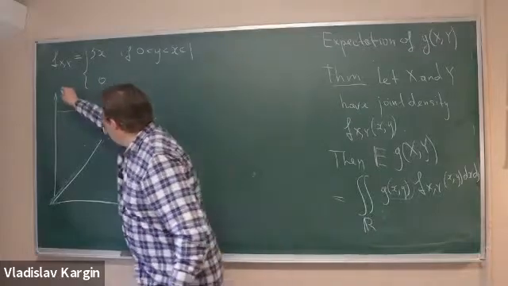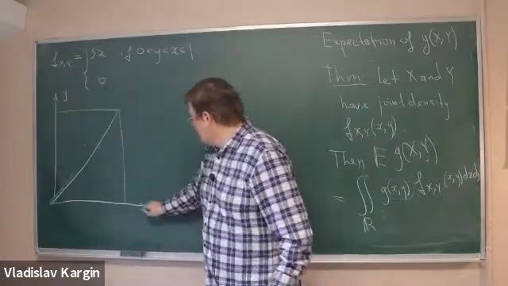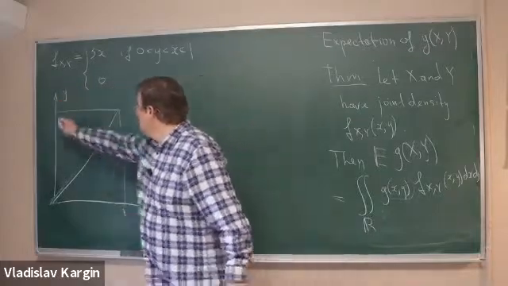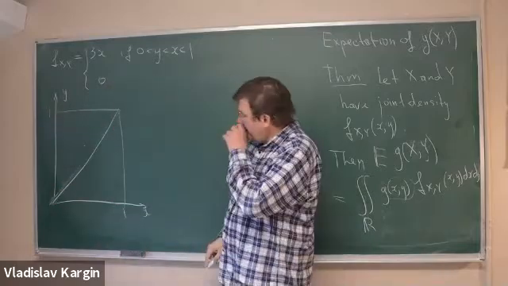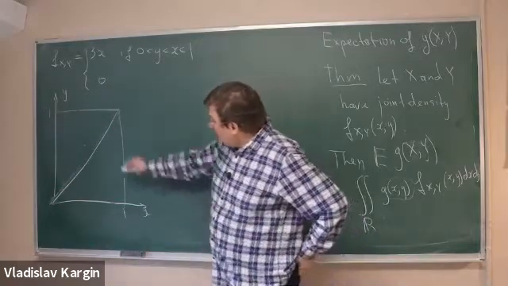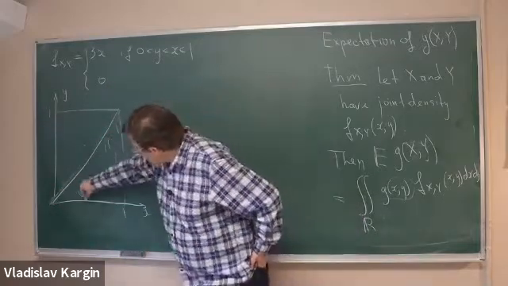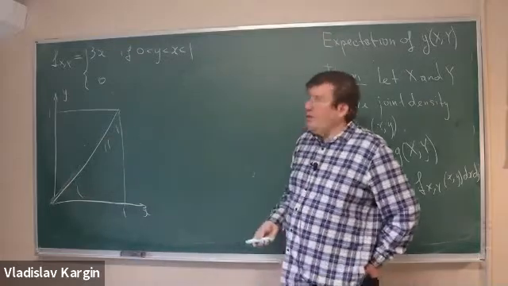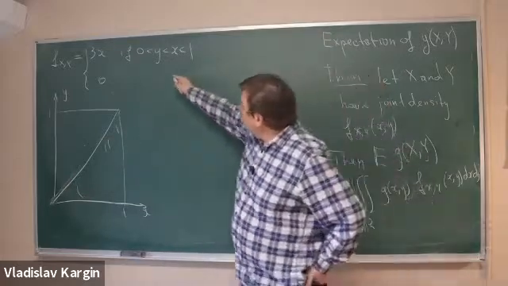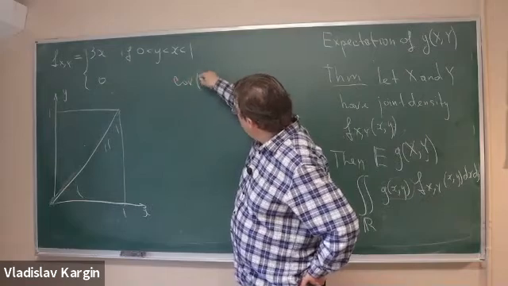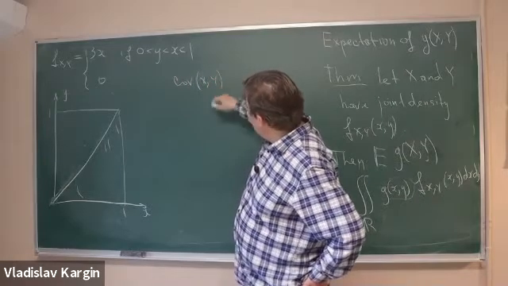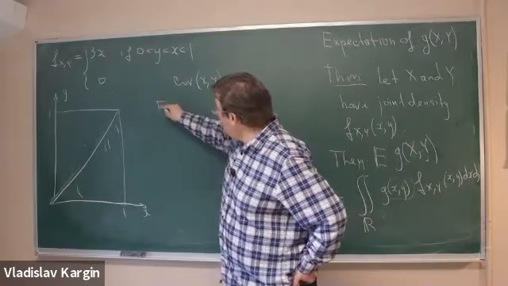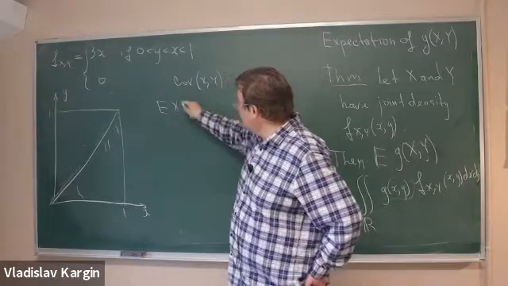So this is y, this is x, it's 1, 1. So here in this region, the density is 3x. Now the question is the covariance of x, y. So before that, we'll need to figure out what's the expectation of xy.